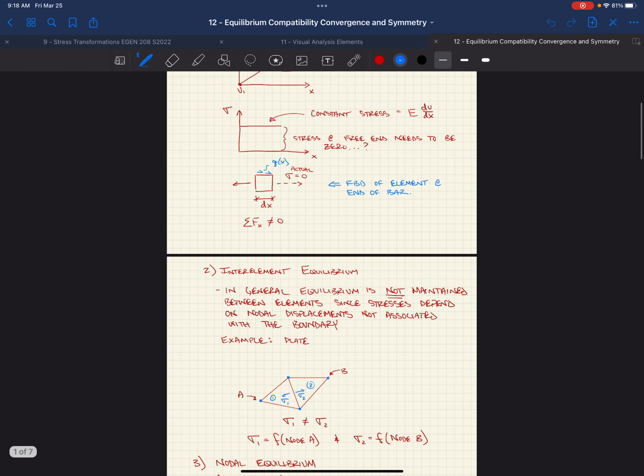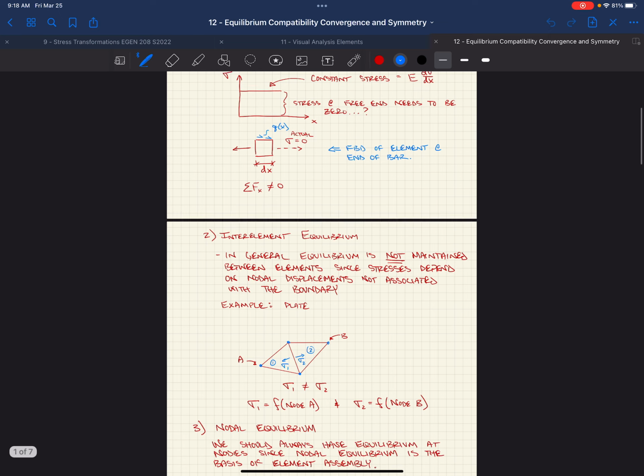Elias, you look like you don't believe me. Well, but you do overall, like the whole bar element. Well, so that would be, if you take a little chunk of it, then that chunk would not have equilibrium. Which would be intra-element, within that element, right?